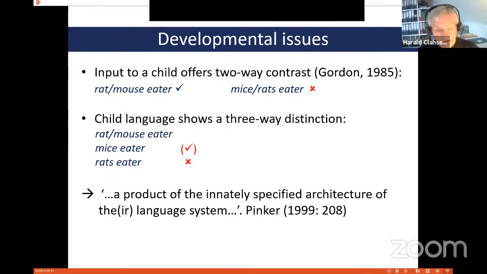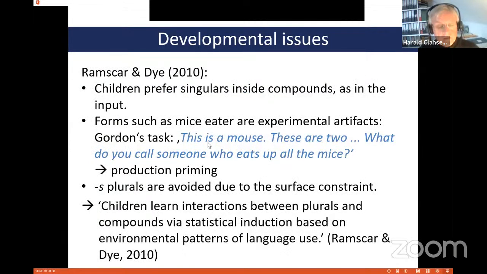And this provoked some response from people who don't like innate constraints. There is a series of studies. I just picked one from Ramscar and colleagues, and they proposed an alternative explanation. So Ramscar note that singulars are preferred inside compounds by children and in the input, and that the irregular plurals they sometimes produce are actually experimental artifacts of the kind of experiment Gordon made, and they are not to be taken seriously.